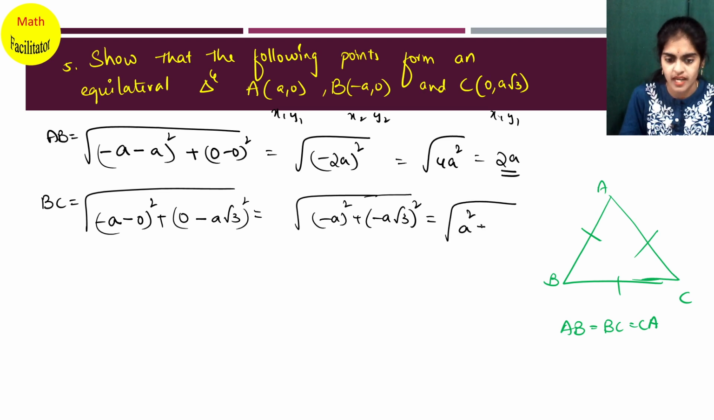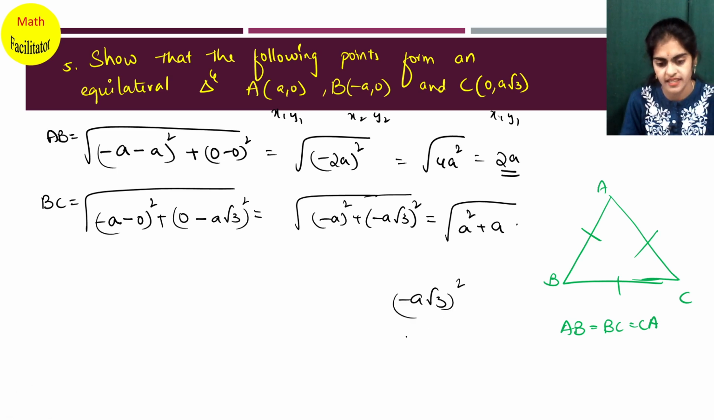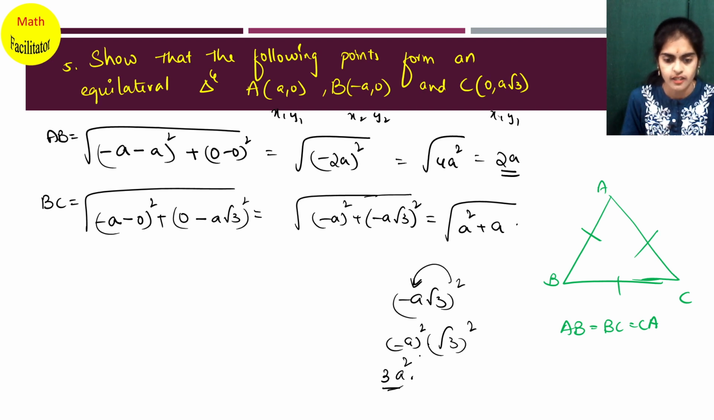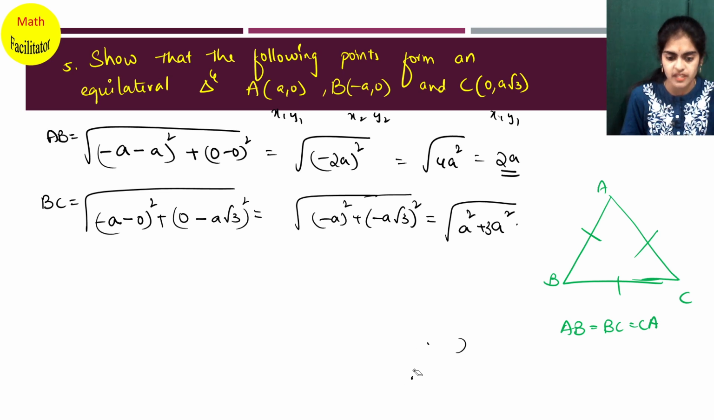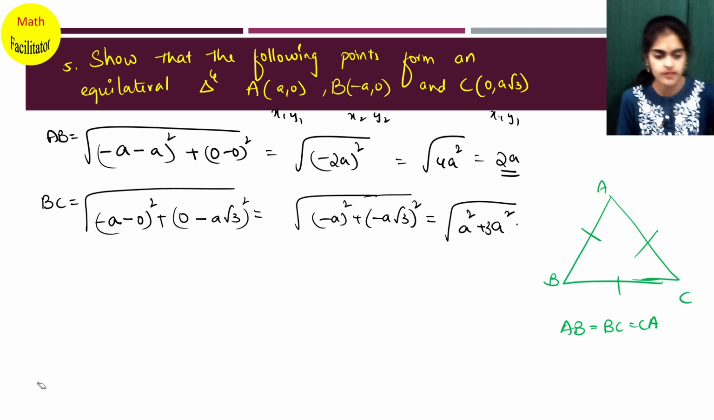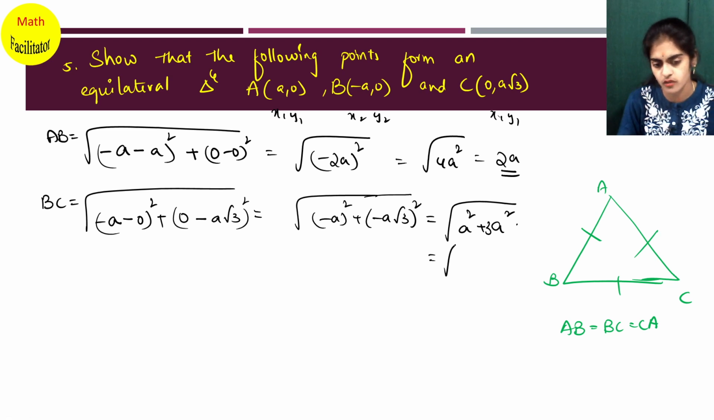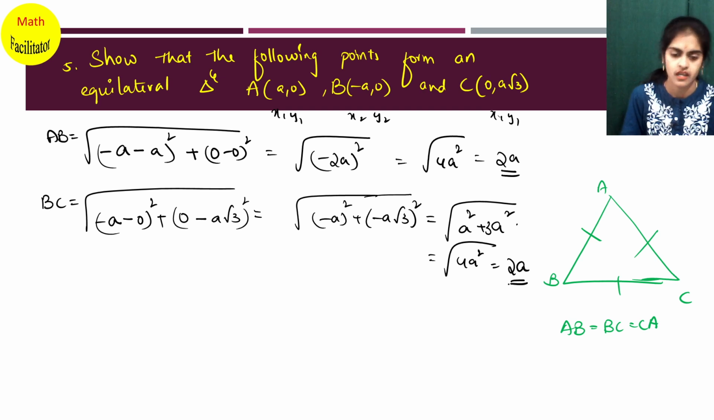Okay. So a square plus a root 3 whole square gives you how much? See here, minus a root 3 whole square is nothing but, this is minus a whole square into root 3 whole square. So minus a whole square is a square, root 3 whole square is 3. So this you get it as 3a square. Clear? So now again, so here we can write 3a square plus 1a square. 3a square plus 1a square gives you how much? 4a square. So this is root 4a square, or you can write as root 4 is 2 and a square, root over a square is a. So you will get 2a.